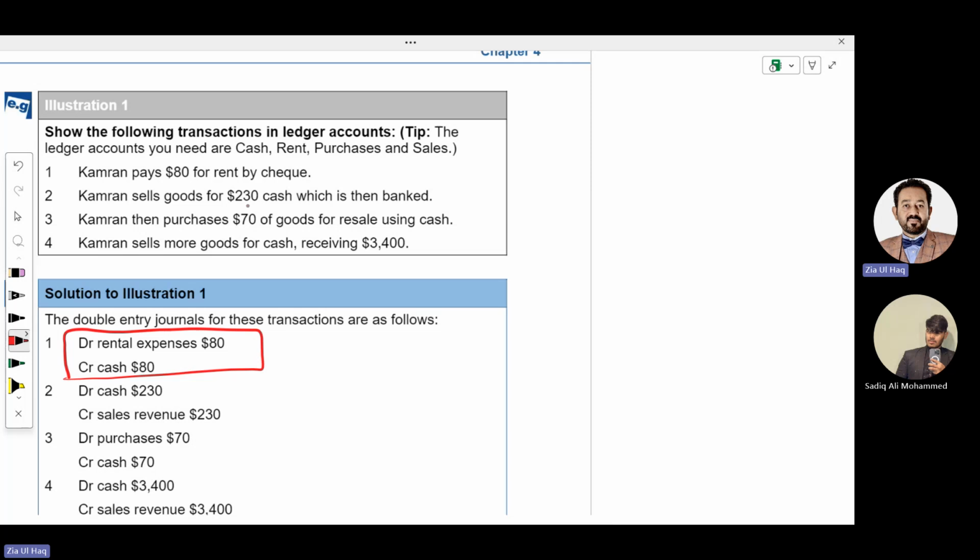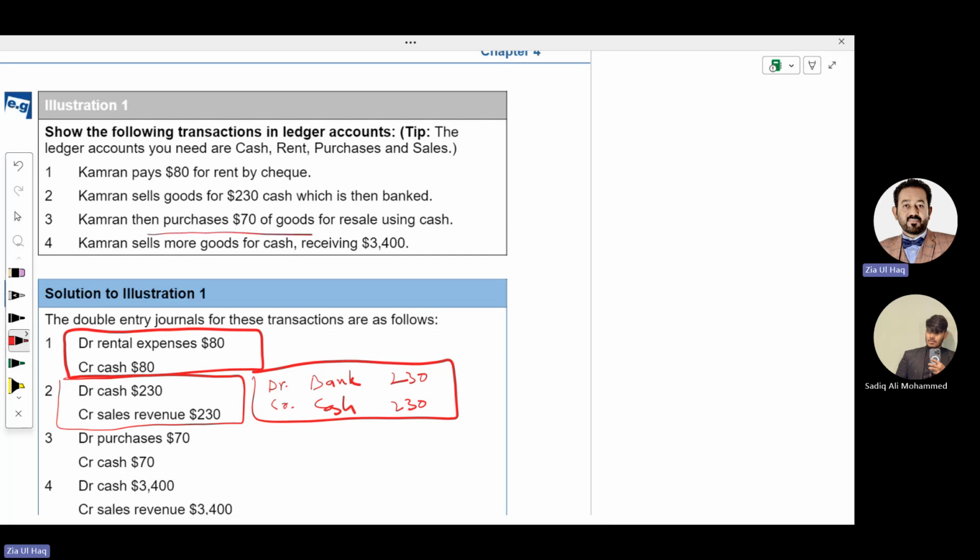Kamran sells goods for 230 cash, which is then banked. He sold goods for 230, but what he received? Cash. So cash debit, sales credit. After that, he deposited the cash into the bank. So what could be the other entry? Debit bank 230 and credit cash, because cash gone and bank asset up.